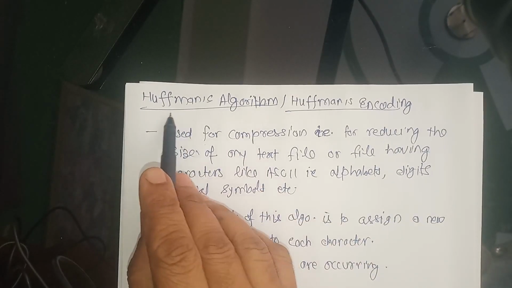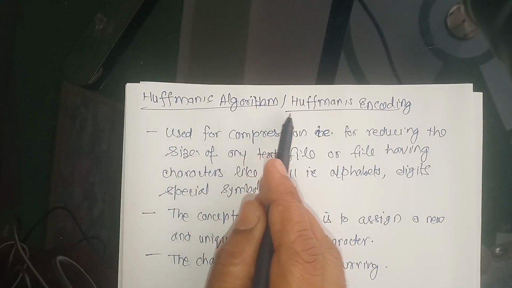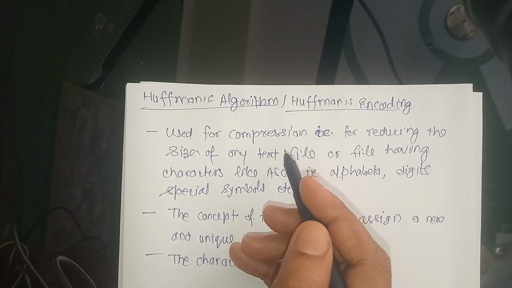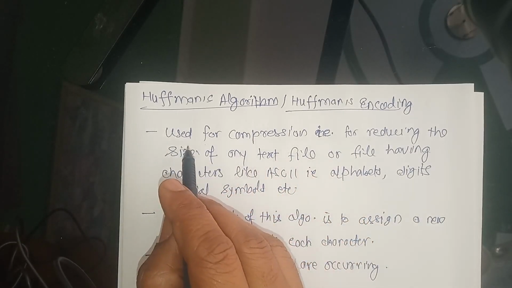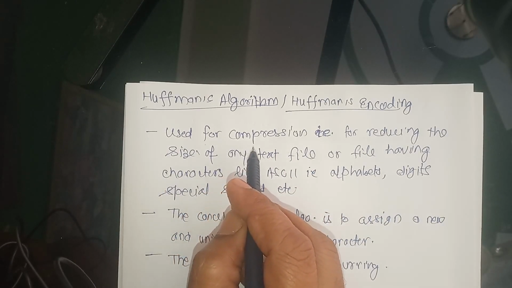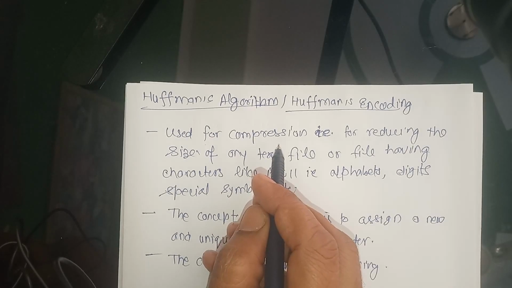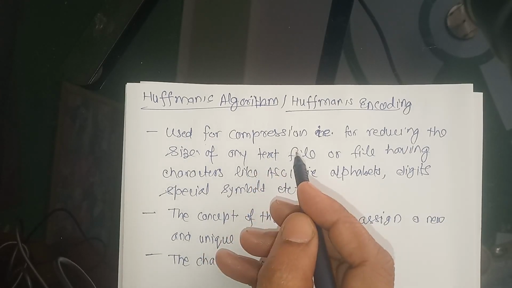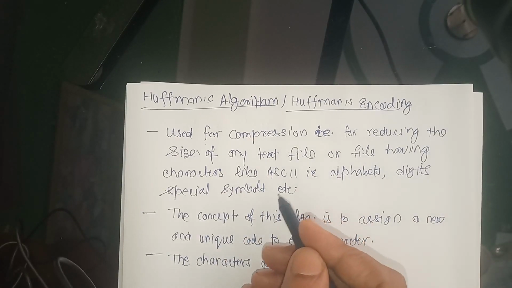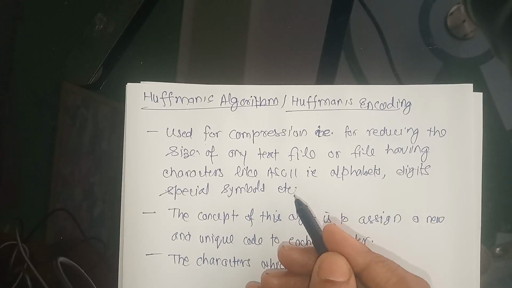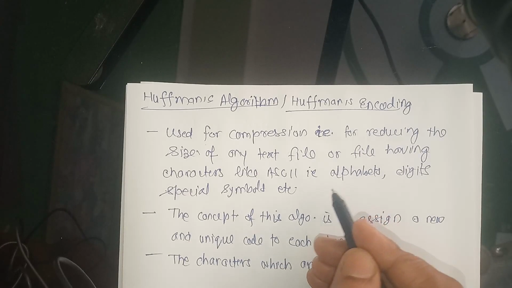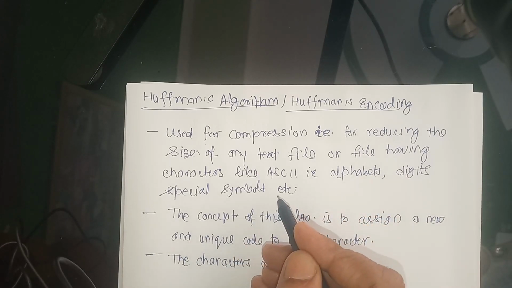In this lecture, we will understand Huffman's algorithm or Huffman's encoding technique. First of all, we will understand why this algorithm is used. The algorithm is used to compress any data file, but the data file should be a text file having characters like ASCII characters, EBCDIC characters, or any characters which may include alphabets, digits, or special symbols.